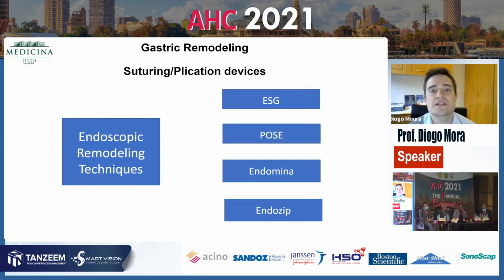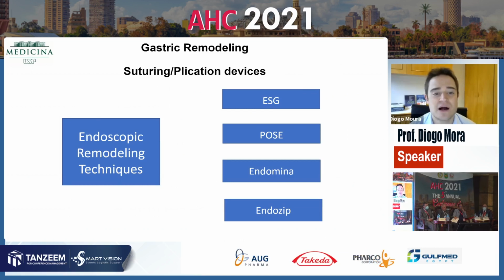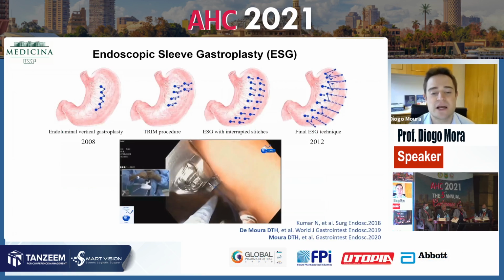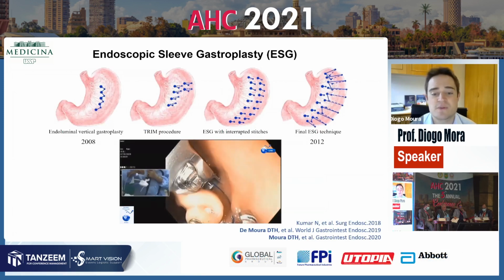Now we'll discuss gastric remodeling. With these new devices, you can do full thickness suturing or full thickness plication. Then you have the seroserous apposition. We're going to start with endoscopic sleeve gastroplasty. This is the most performed procedure nowadays.